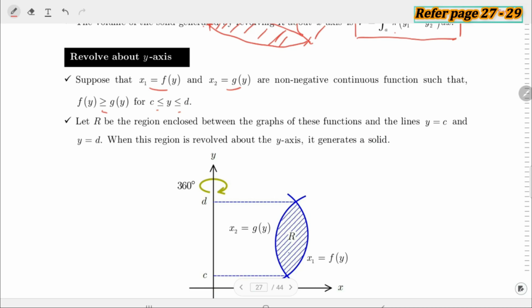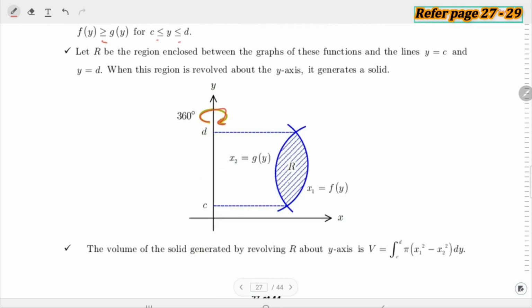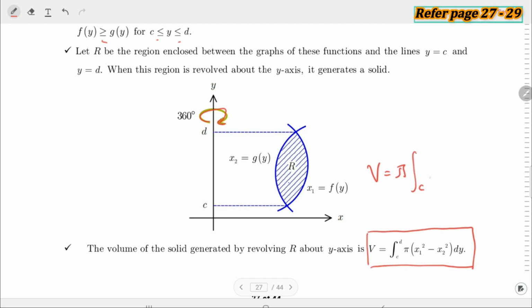When this region is revolved about the y-axis, it will generate a solid. Okay, let's look at the sketch, the same as above. This is the formula: the volume equals pi, I put it in front, integrated from c to d. There are two functions here, so f(y) squared minus g(y) squared, with respect to y, because they are rotated about the y-axis.